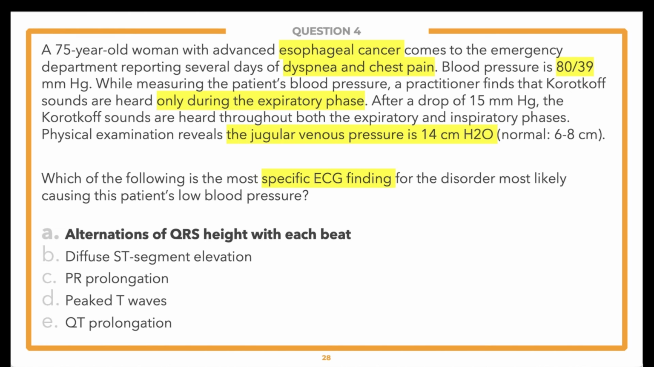Peaked T waves. When I hear peaked T waves, think potassium. Potassium is my T wave indicator. High T waves means hyperkalemia. Low T waves mean hypokalemia. That's kind of what they're pointing at there.